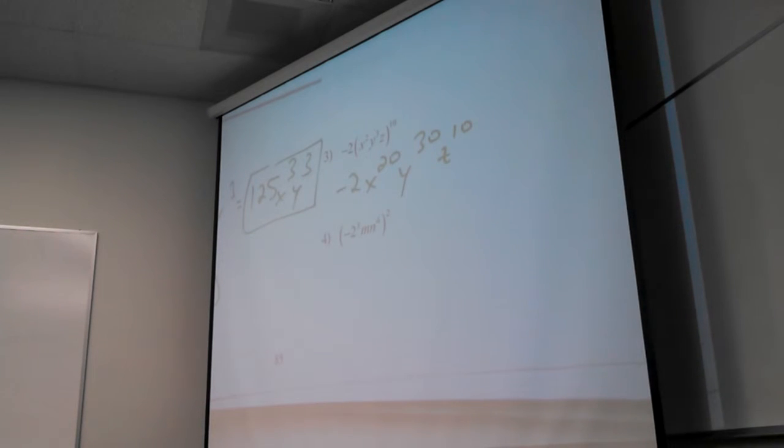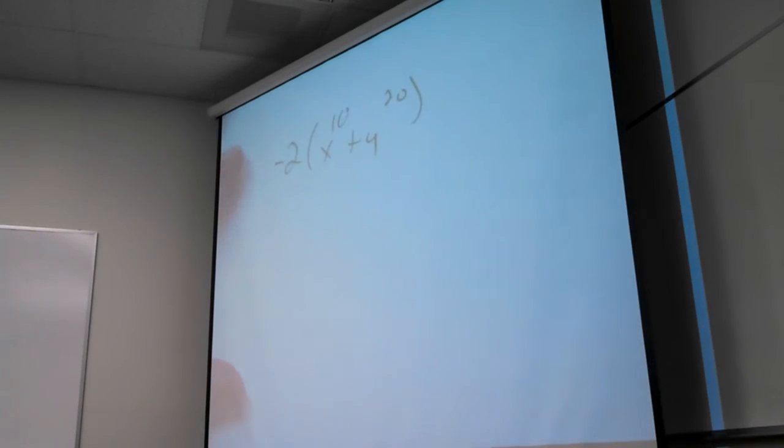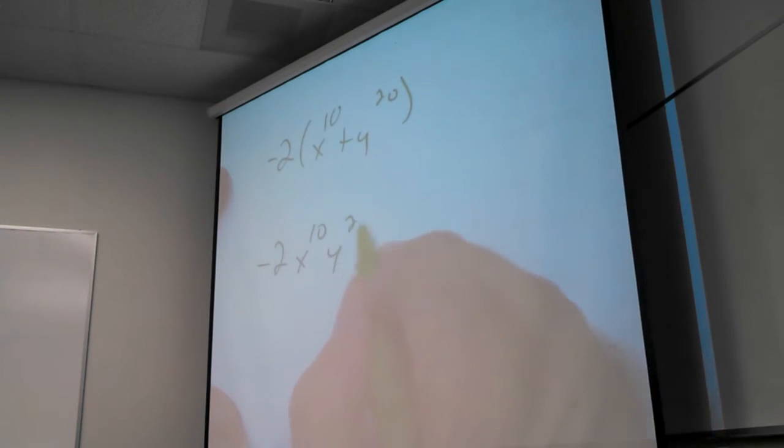Oh, okay. All right. Let me see if I can get this. This is a good general question. I'm running out of blank space. All right. So if I had -2 times (x^10 plus y^20), what would I do? Distribute. But if I have -2 times x^10 times y^20, there's no distribution to do here, right?